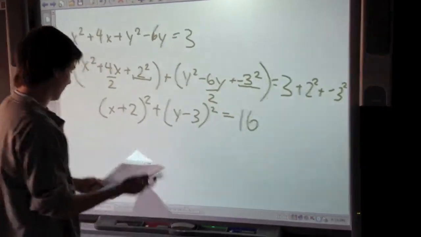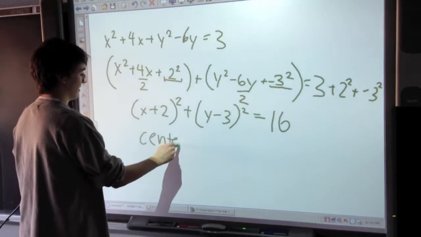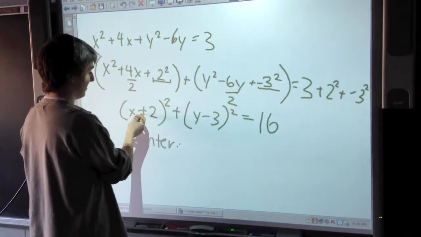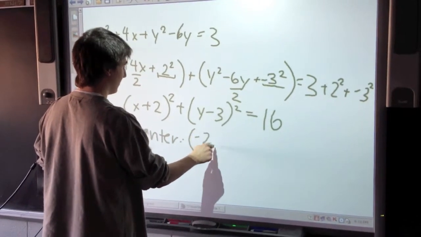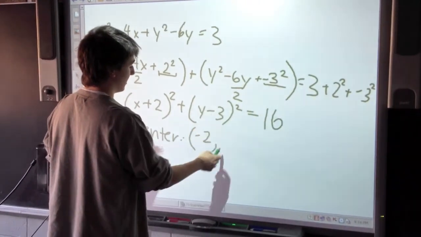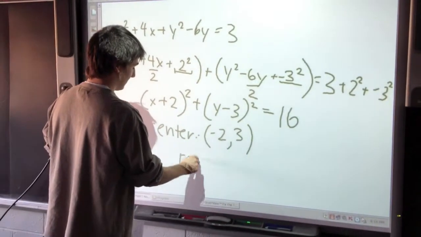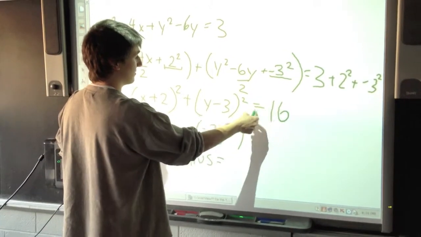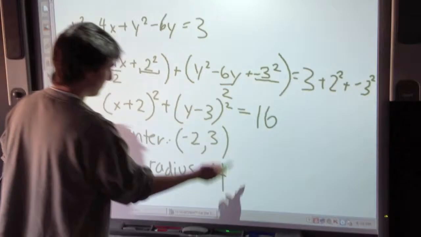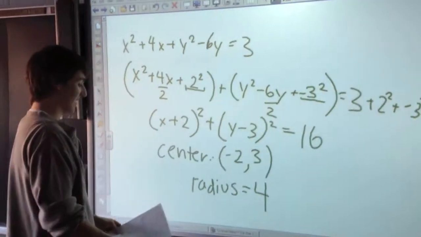So from here, you could tell that your center, remember the opposite of that, is negative 2. And the opposite of this sign is 3. And your radius is 4, because it's r squared, and 4 squared is 16 as well. So that's how you get that.